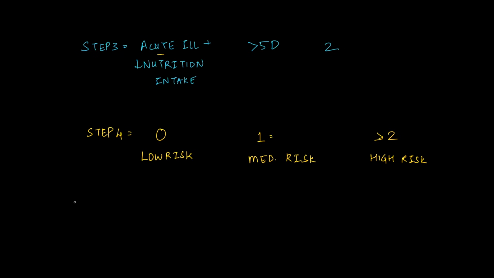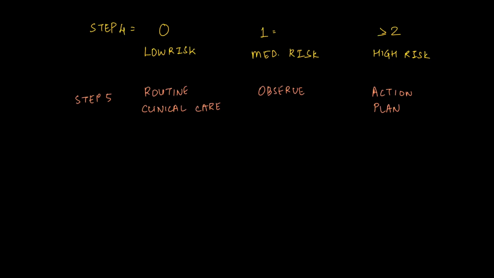And step 5 would be to manage. So, low risk patient would go ahead with routine clinical care. In a medium risk patient, we have to observe and intervene when necessary. And in a high risk patient, we have to formulate an action plan to improve the nutrition of this patient.